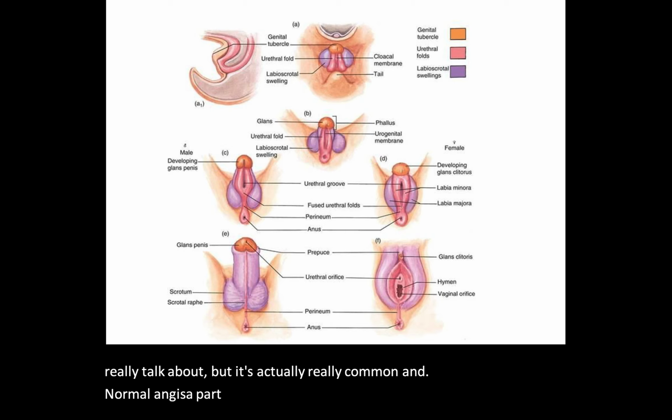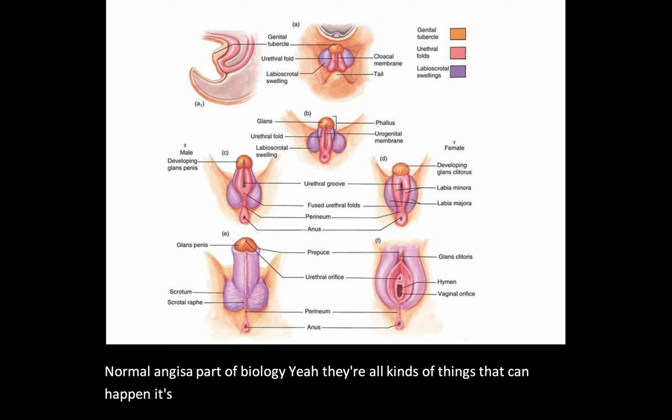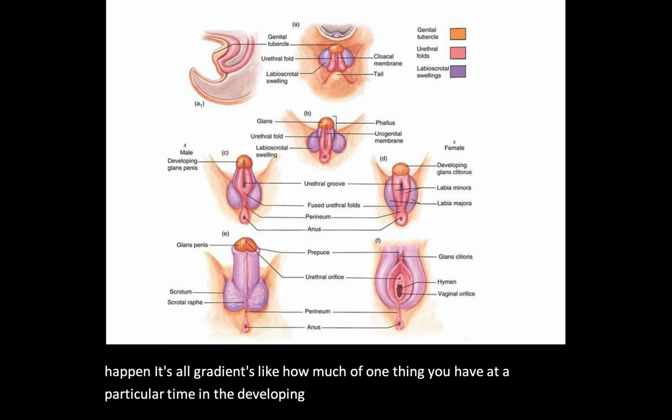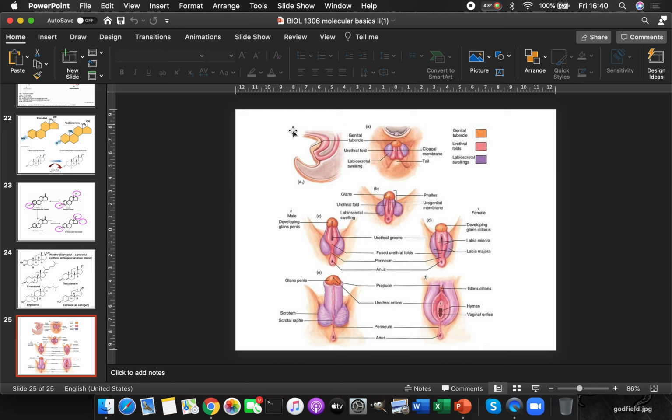Yeah, there are all kinds of things that can happen. And it's all gradients, like how much of one thing you have at a particular time in a developing body. That's what determines how it goes from there. So there we go. That's the end of that one. That's just a little interesting tidbit at the end.